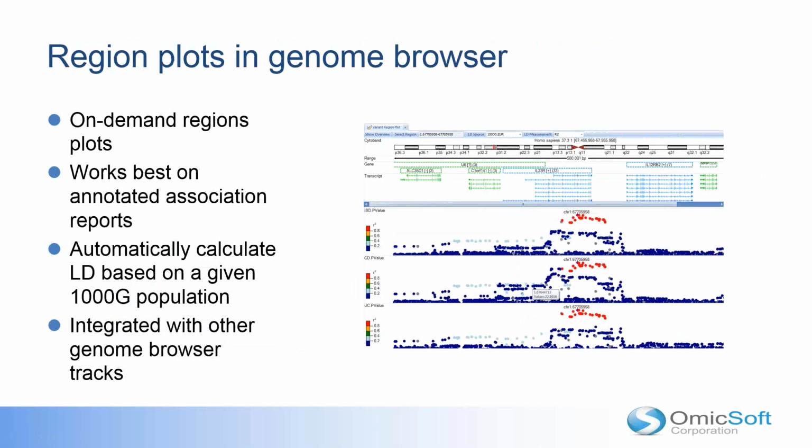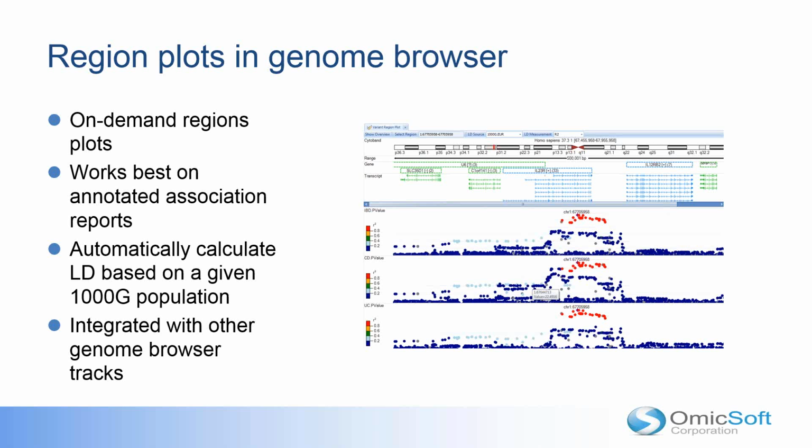If you're working on GWAS or some sort of association analysis, region plots are, I guess, extremely important to highlight the region of interest. So we provided on-demand region plots as part of the genome browser improvement. It works best on annotated association reports. So, yes, you have p-values, you have all the ratios, but we also want you to use our tool to generate these additional annotations, which then can be used to filter interesting results.